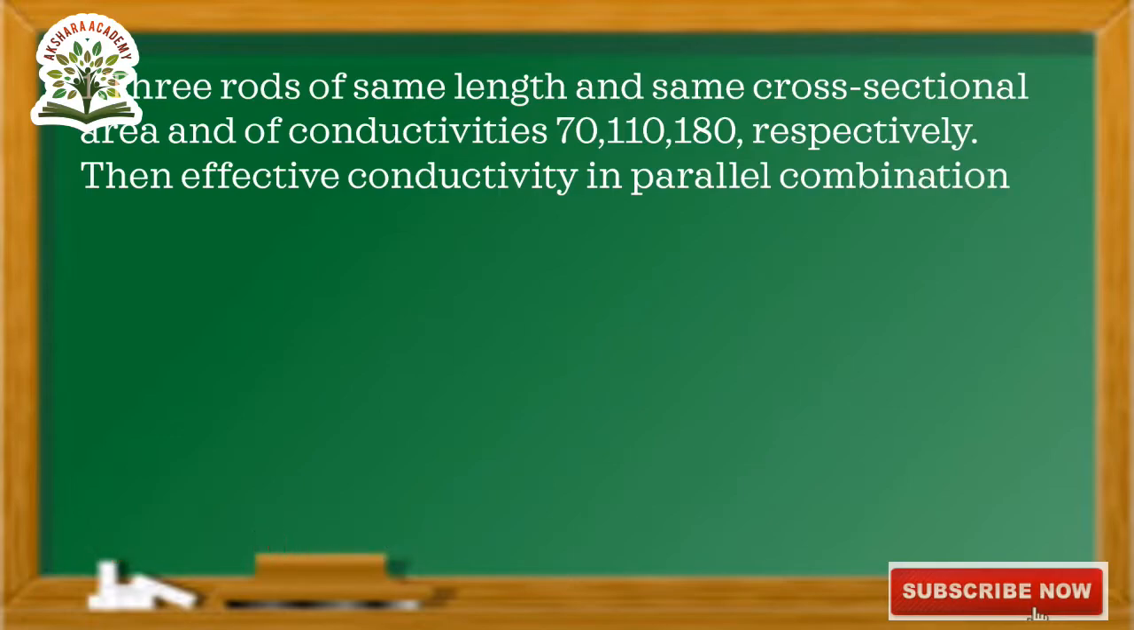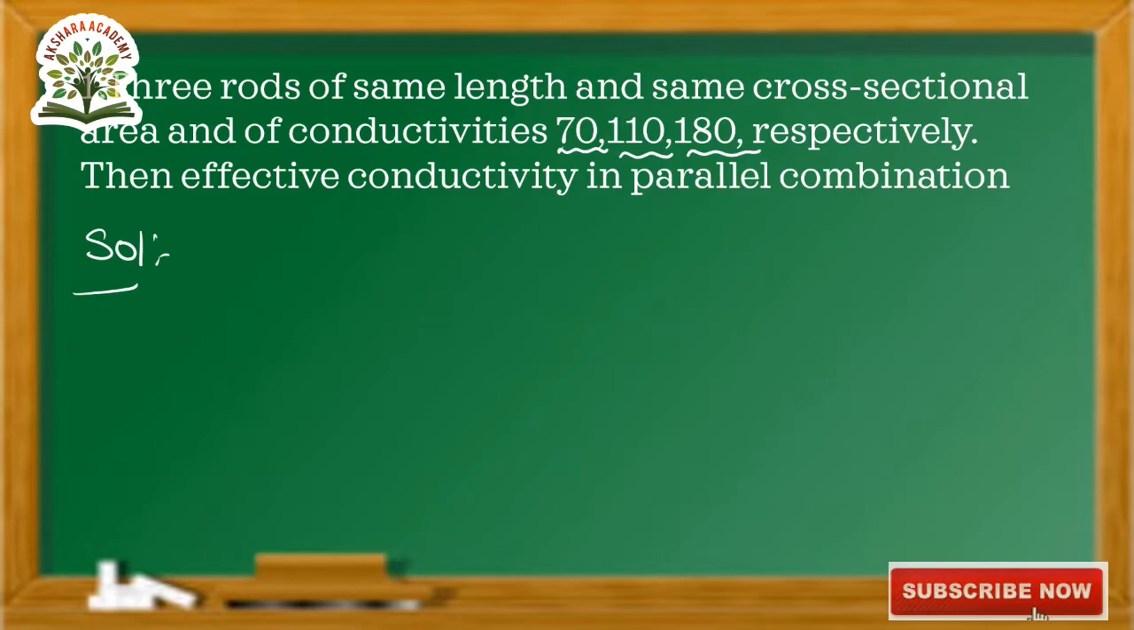So in this question they are given three rods of same length and same area of cross section and of conductivities, one is 70, one is 110, other one is 180. So you have to calculate the effective conductivity in parallel combination. Let us come to the solution.